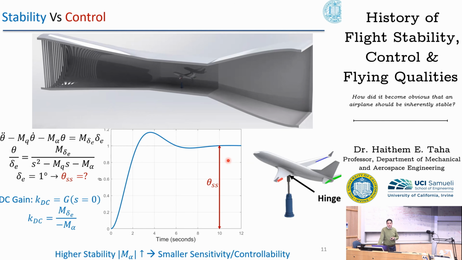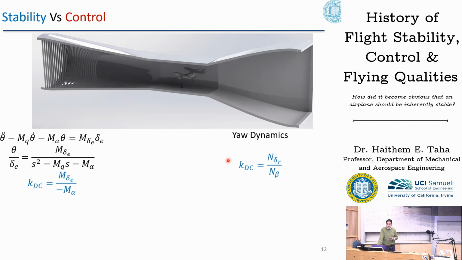And this was not confined only to the pitching motion of the airplane. This was also in the yaw dynamics. You can get a very similar expression. Simply replace the pitching moment M with the yaw moment N, delta elevator with delta rudder, and angle of attack alpha with the sideslip angle beta, and you get a very similar expression. So likewise, larger weathercock stability implies weaker controllability or weaker sensitivity of the airplane.